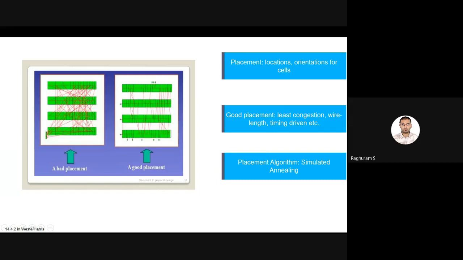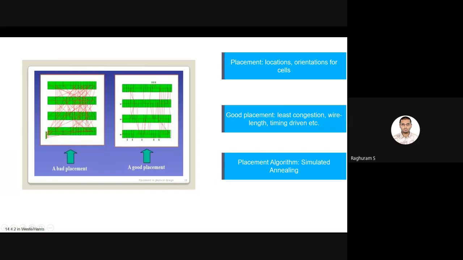So if there's too much congestion like this, this white region might not even be enough to form the interconnections, which means that at the end of the routing step, you will get a failure signal and you have to go back and do the placement. So that's why in the placement itself, not just any placement, but we want a good placement, meaning we want less congestion, less wire length, less timing delay, etc.